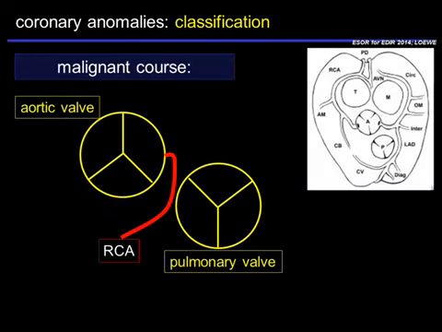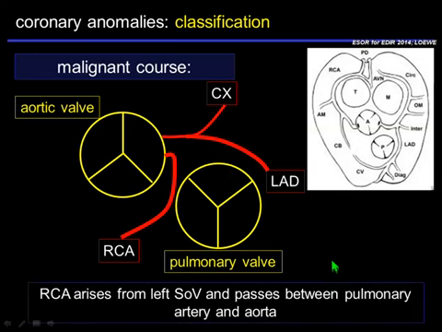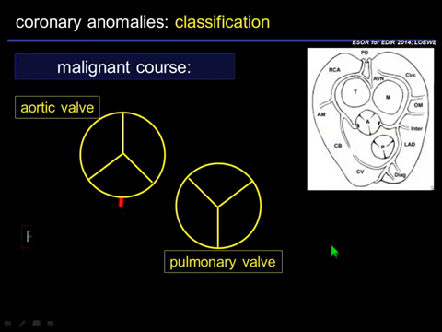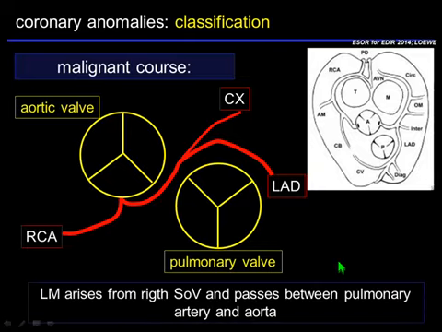So we are talking about malignant course if we have an intra-arterial course of the anomalous coronary artery, in this case the RCA, originating from the left sinus of Valsalva and showing this course between the aortic valve and the pulmonary trunk. And the second possibility is to have a left main coming from the right sinus of Valsalva, showing this intra-arterial course as well. And this is called a malignant course of coronary anomalies.